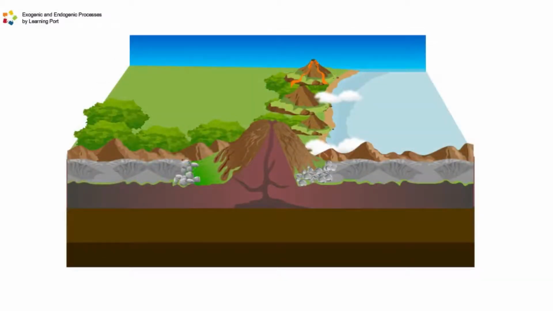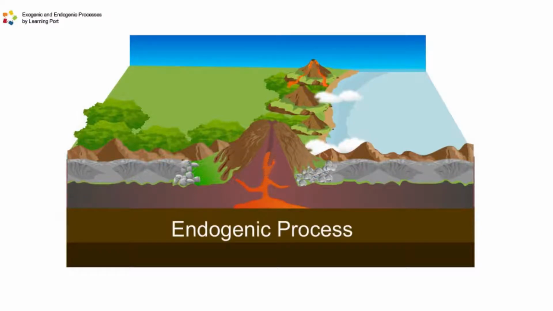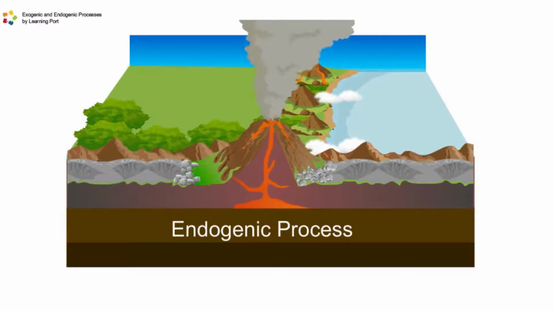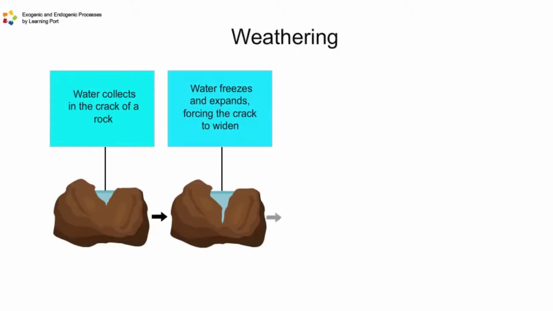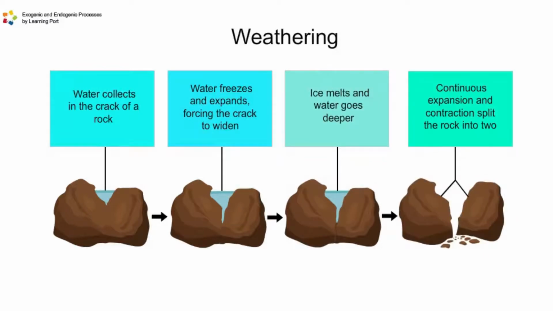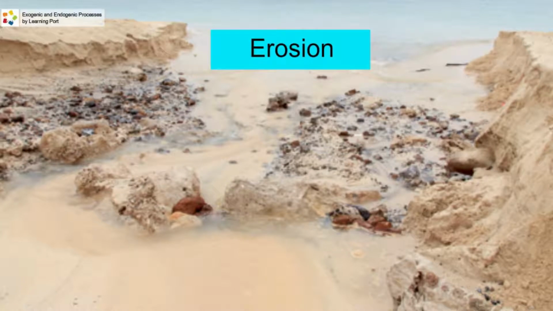Endo means inside or internal. Endogenic processes are processes which are caused by forces within the Earth. Exogenic processes include weathering, which is a process that breaks rocks down into smaller pieces, and erosion, which is a process of eroding the Earth's surface by moving agents such as water, wind, and waves.